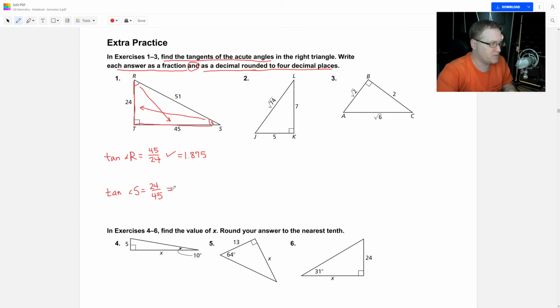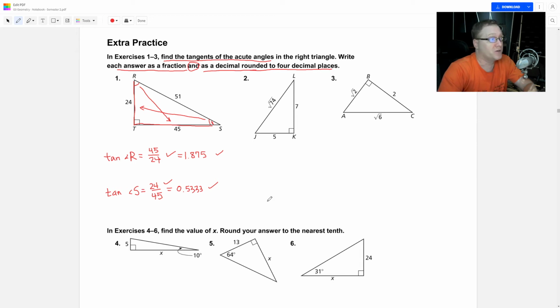All right. And then this one, if we use our calculator, 24 divided by 45 is going to be 0.533, and it goes on, but it says round to 4 decimal places, so we're done. All right, so these are the answers. This is the fraction, and this is rounded to 4 decimal places. Now this doesn't have a 4th decimal point because this is exact. All right, so that's how you do this.